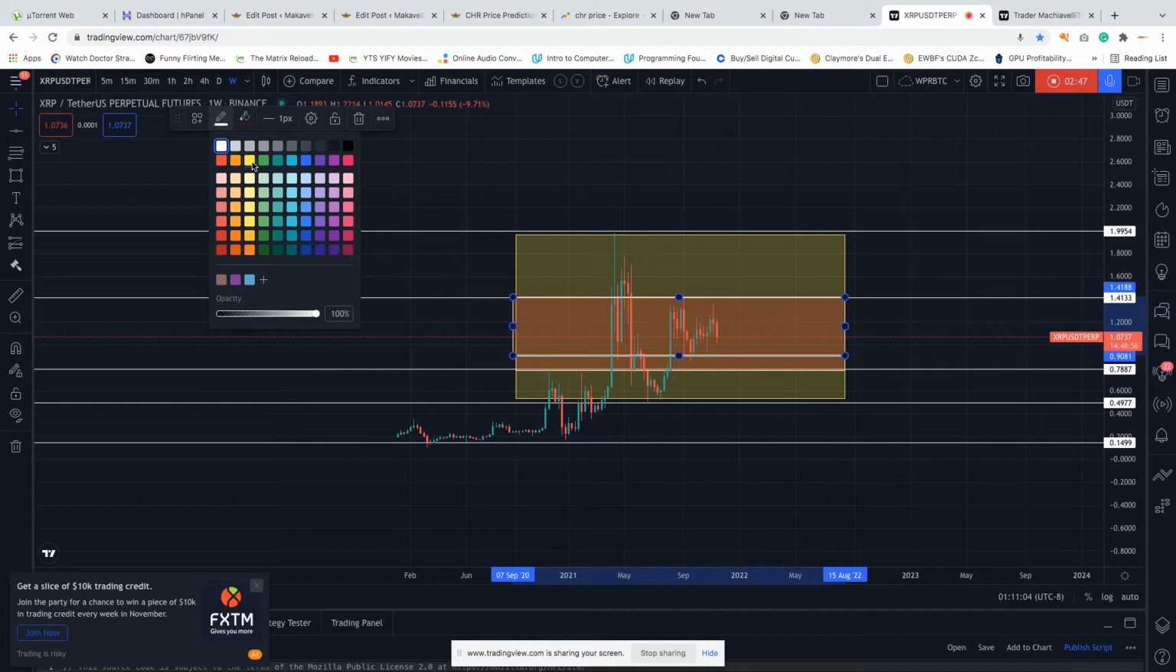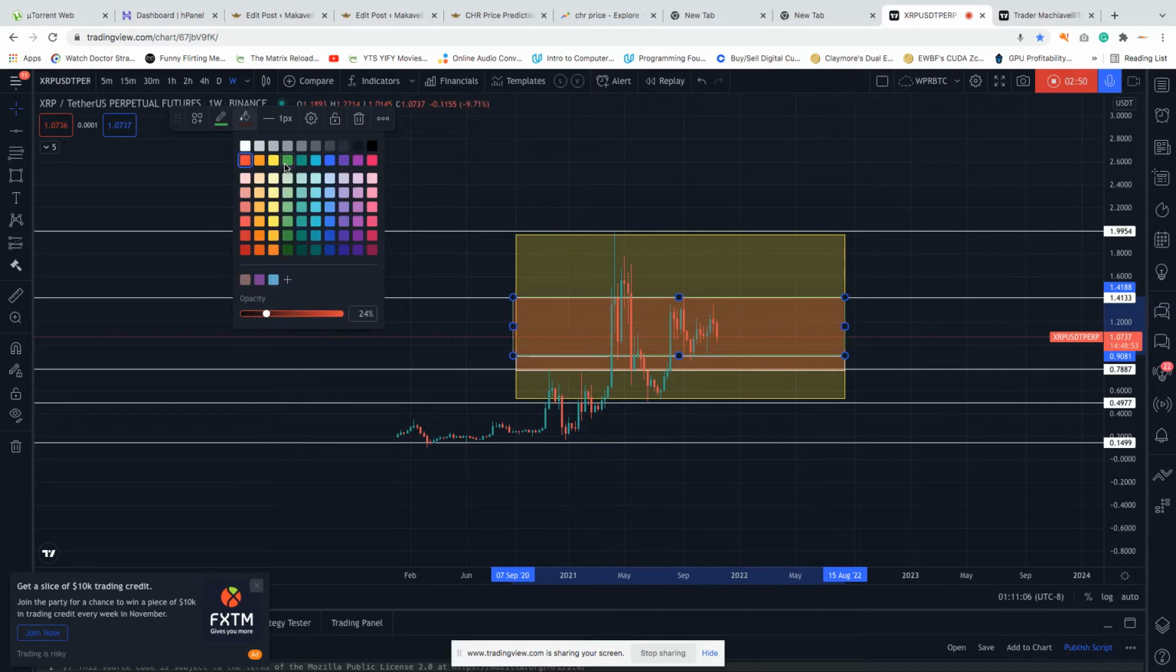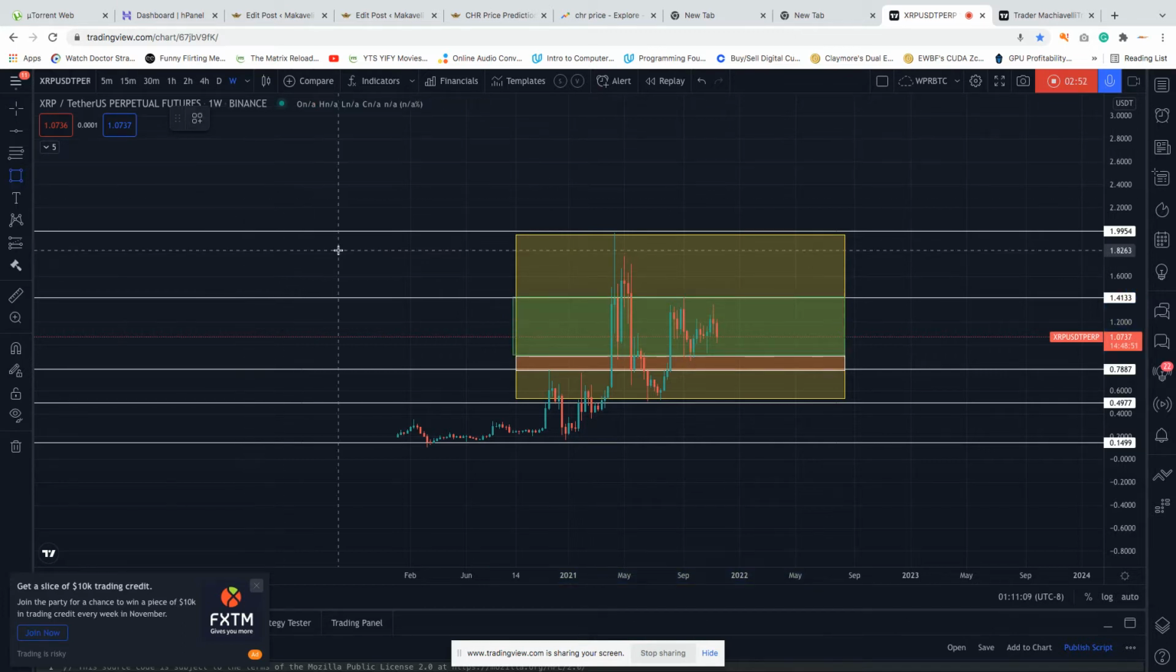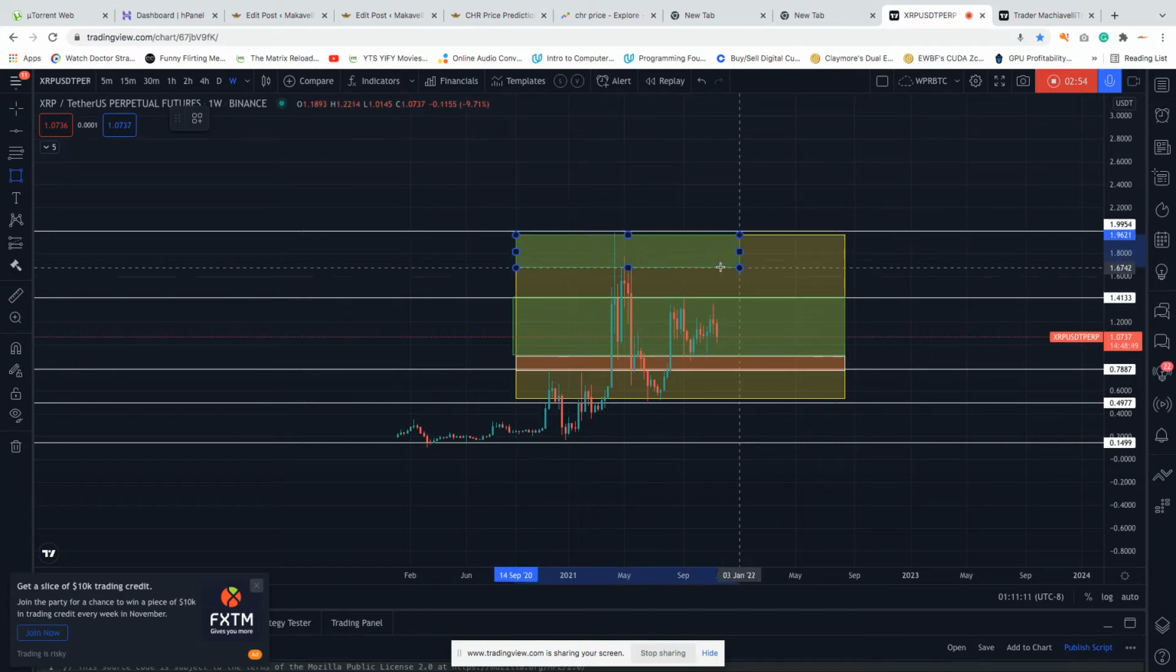So I'm going to explain what each of these boxes means and why I am drawing them. It tells me a lot about what is going on.